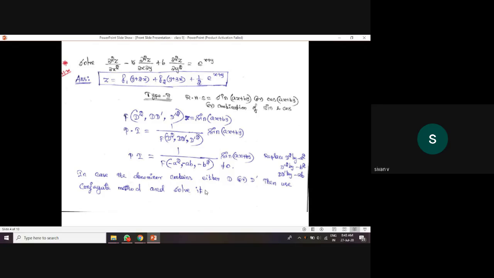The same technique applies for exponential also. If the denominator is reduced to 0, apply the same rule: numerator multiplied by x, and denominator differentiated with respect to D. The denominator should be non-zero. This is the procedure. Just look at the procedure and read it within my 1 minute. Then we'll start the problem.